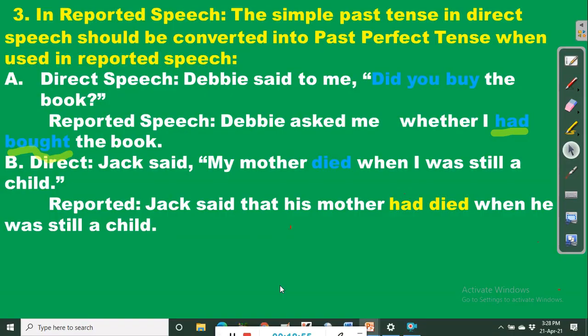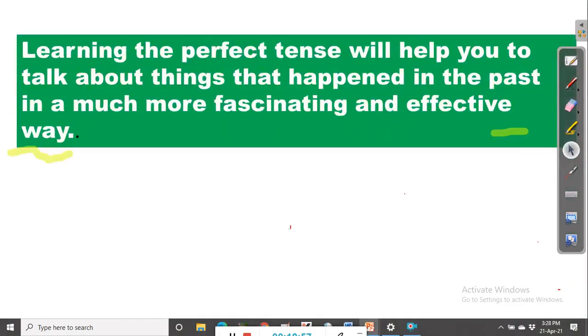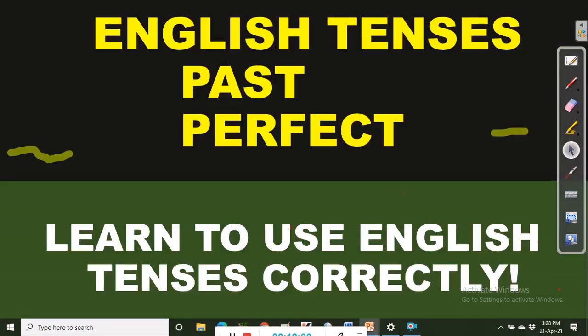This is exactly where we are going to draw the curtain in today's video. We have been looking at English tenses, specifically the past perfect tense. I hope you enjoyed today's video.